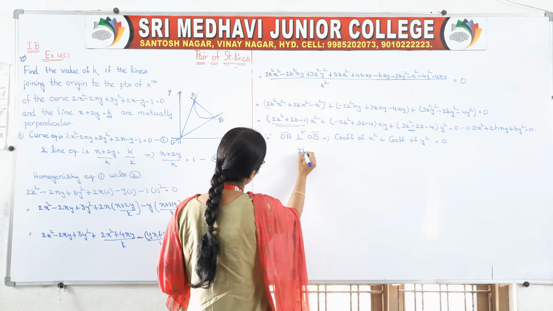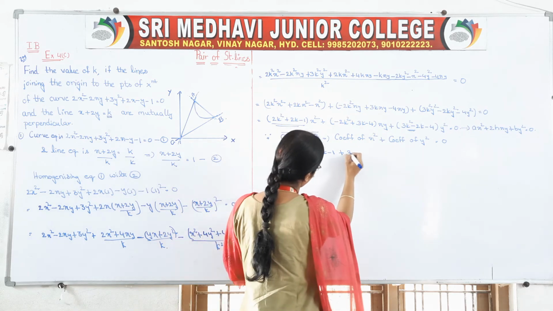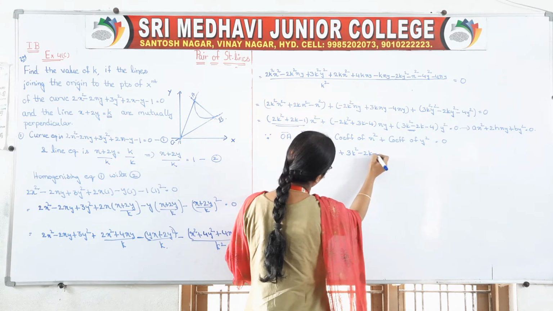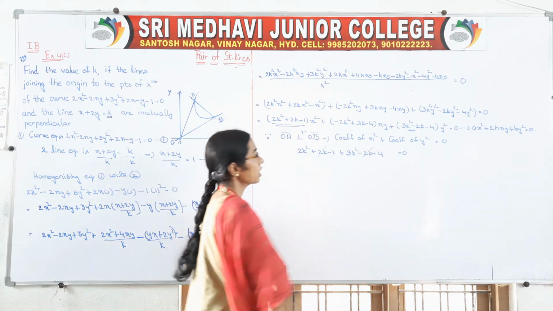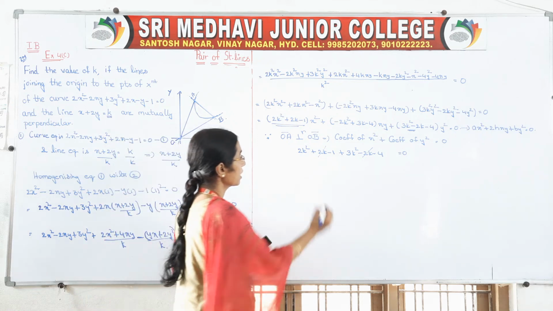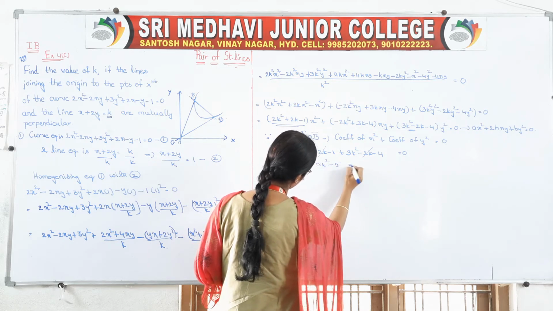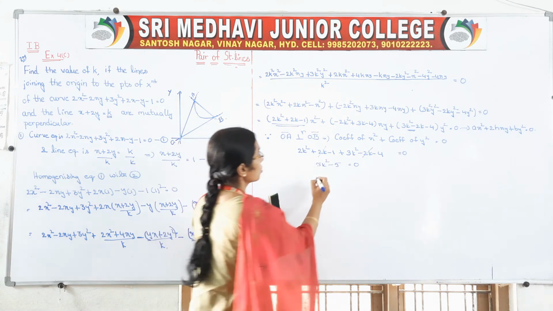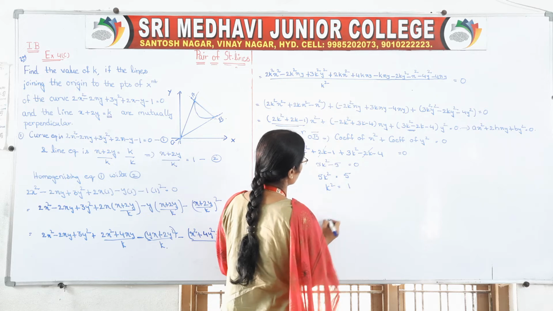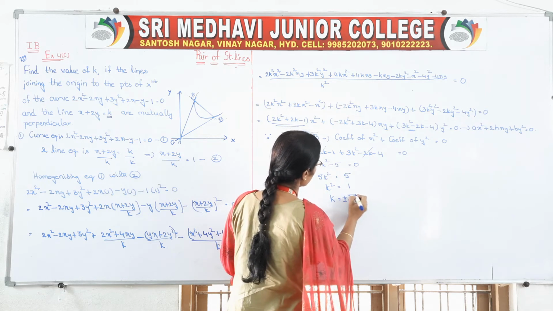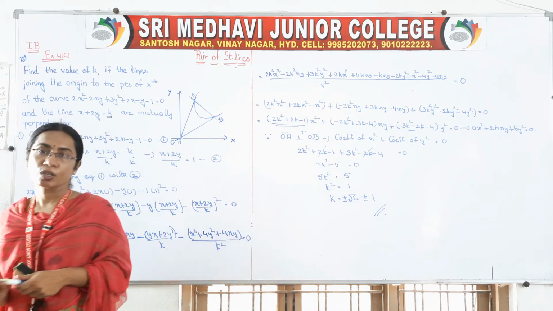So, it is 2k square plus 2k minus 1 plus 3k square minus 2k minus 4 is equal to 0. So, plus 2k minus 2k cancel. 2k square plus 3k square is 5k square, minus 1 minus 4 is minus 5, is equal to 0. So, 5k square is equal to 5, k square is equal to 1, k is equal to plus or minus root 1, that is plus or minus 1 is the answer to your question.